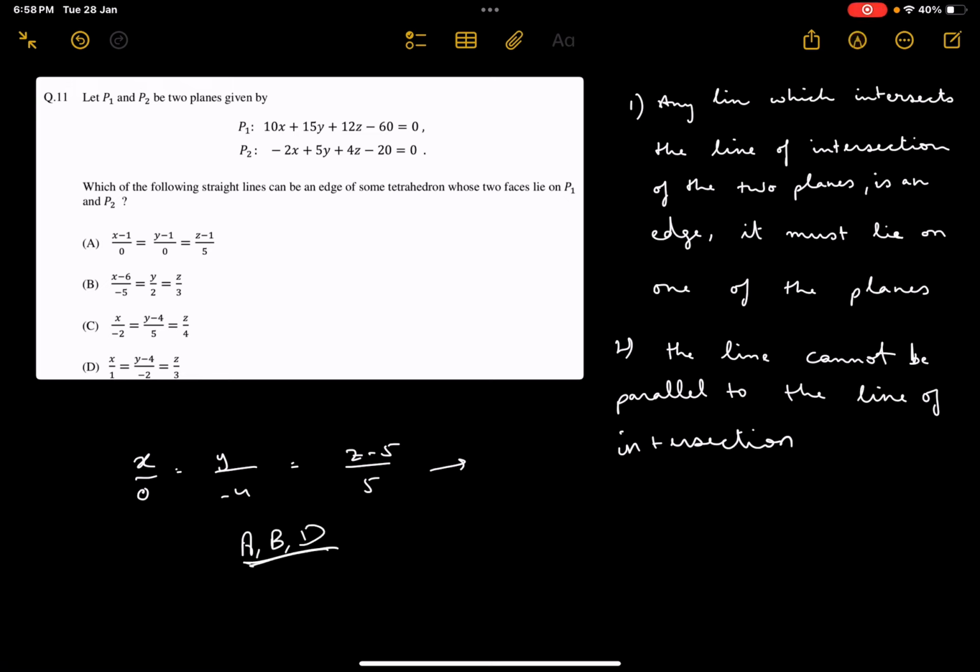So basically you will have to check if these two conditions hold, and based on these, C would be rejected because it intersects this line. The point 0 comma 4 comma 0 lies on C and lies on this line, but as you can see, this line is perpendicular to the plane P2 and it does not lie on the plane P1. So that's why C won't be the answer, and similarly you can check A and B and D will satisfy either of these conditions, and hence they will be the answers.